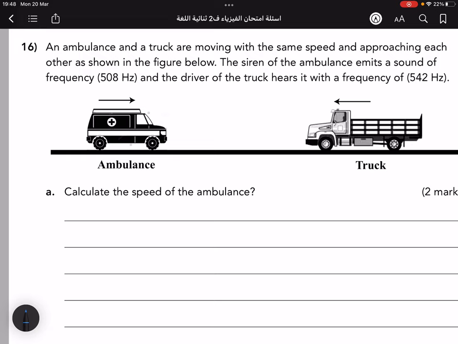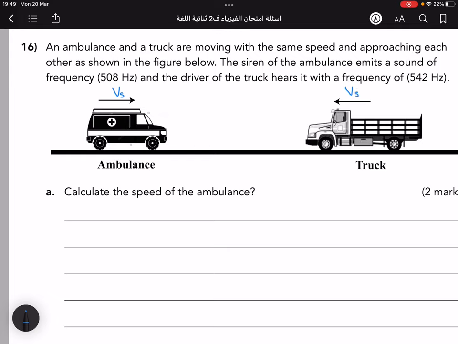This question is related to the Doppler effect in sound waves. It says an ambulance and a truck are moving with the same speed and approaching each other as shown in the figure below. As the ambulance and the truck have the same speed, we can write this is Vs and this is also Vs.